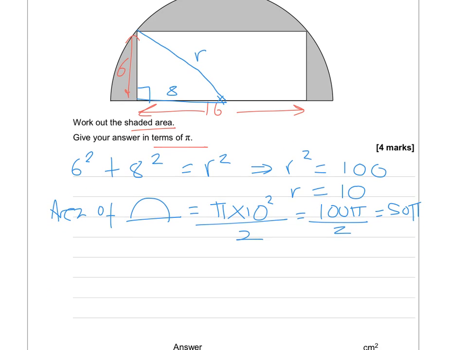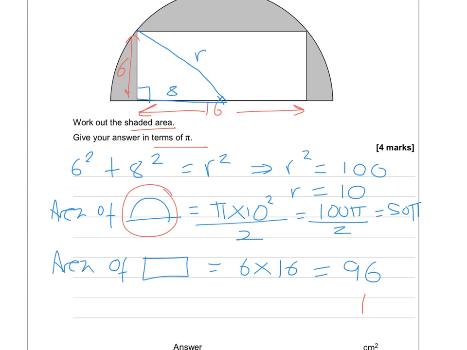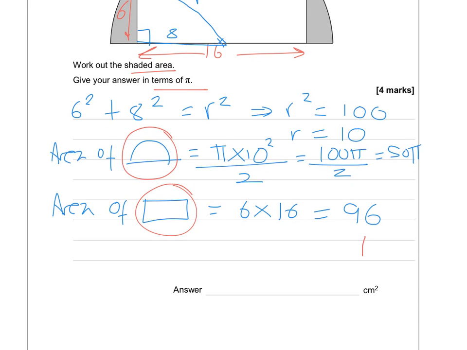The area of the rectangle is equal to 6 multiplied by 16, which comes to 96 centimetres squared, which means that the shaded area is the area of the semicircle, subtract the area of the rectangle, so that is a final answer of 50 pi, subtract 96.